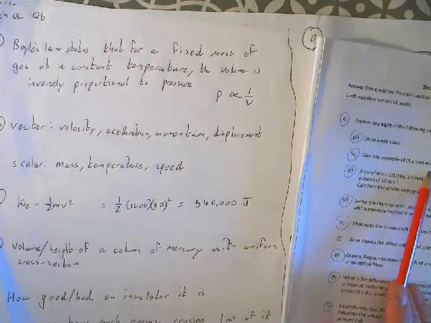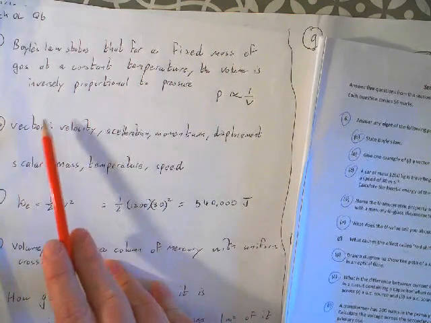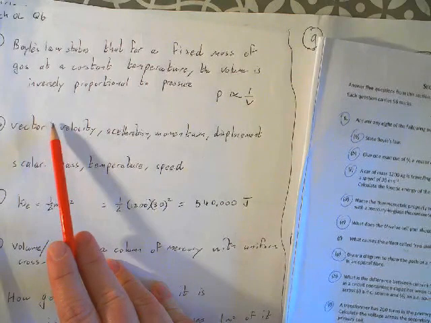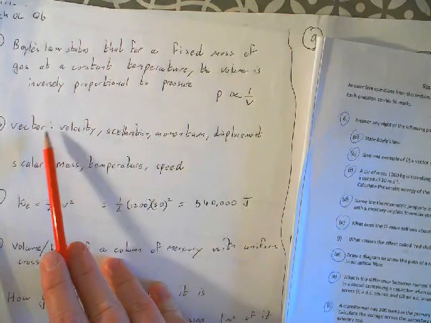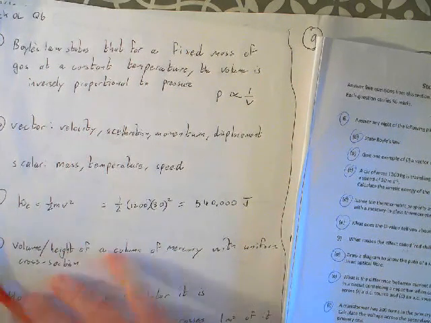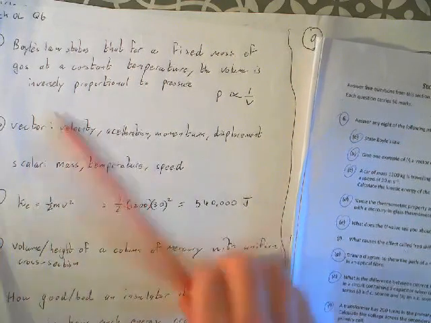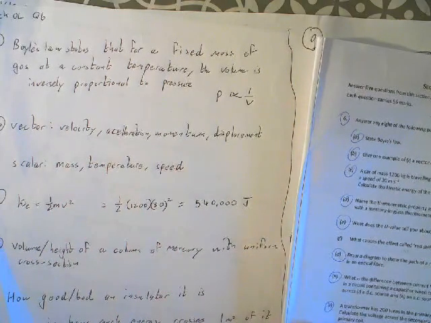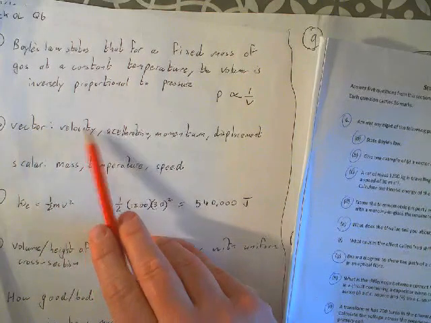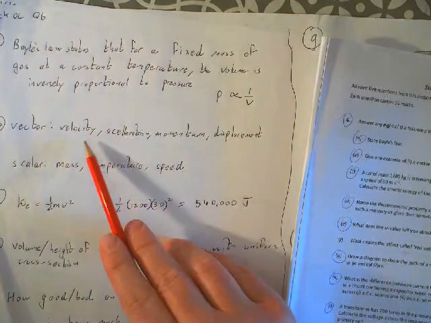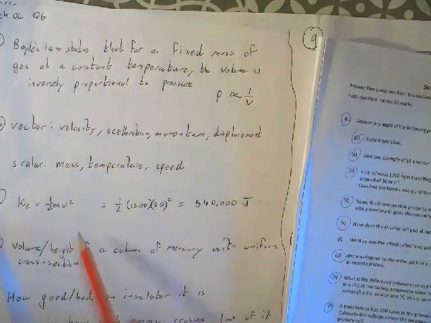Part B, give one example of a vector and a scalar quantity. So just be really clear on delineating. Make sure that you clearly identify which one's the vector, which one's the scalar. It's just exam technique. So for the vector, velocity, acceleration, momentum, displacement, any of them are good. For scalar, mass, temperature, speed. So just be clear on the difference between velocity and speed. Speed is distance travelled, velocity is displacement in a given direction.